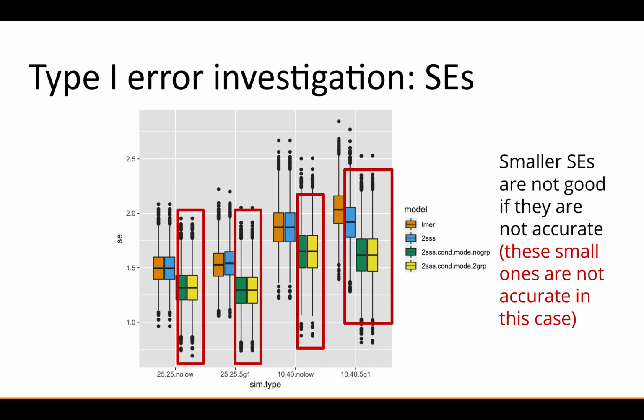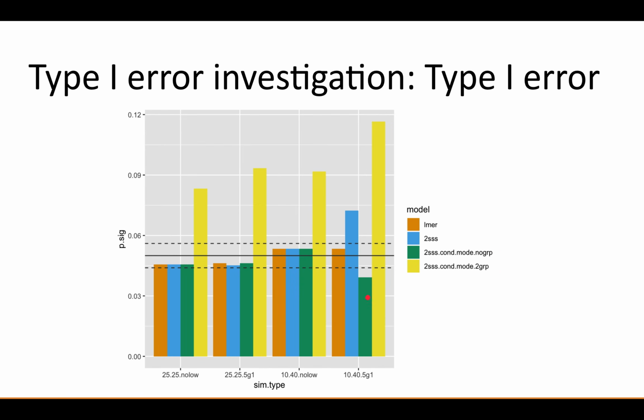Interestingly, the green standard errors were underestimated, but the type 1 error is preserved. The goal here, and I'll explain why in a second, is to be in between these dotted lines, because that's within the 95% confidence interval of 0.05. So everything's going okay except for most of the ones that had standard errors that were too low.